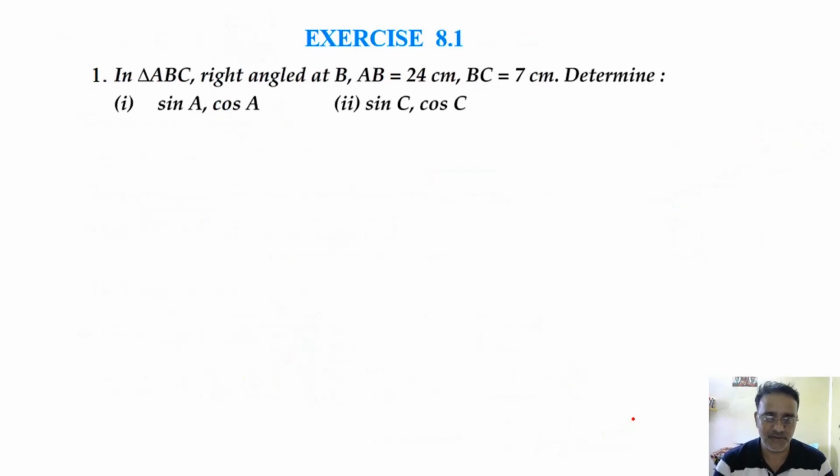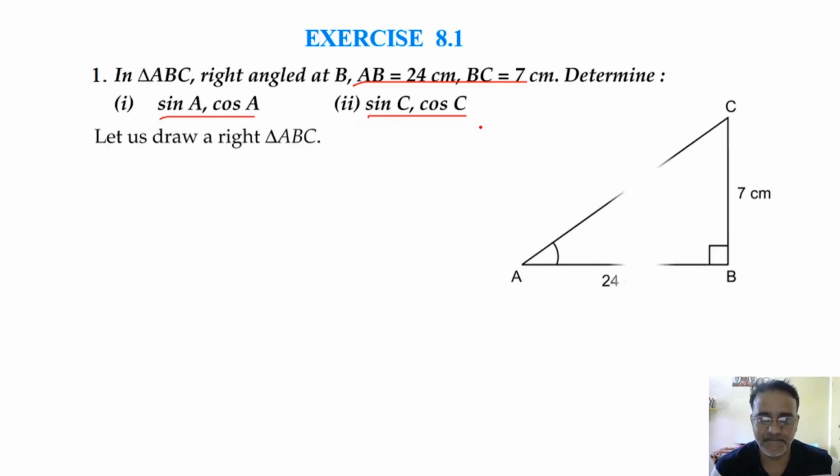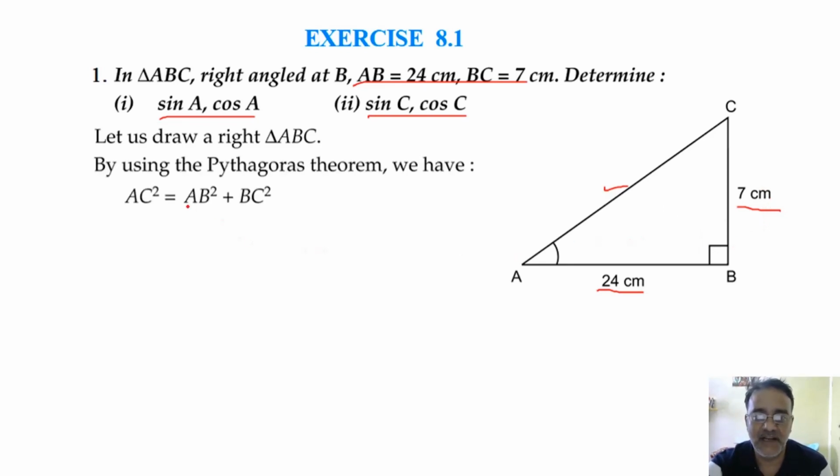Let us start with the first question. See, here in this question only two sides are given and some trigonometric ratios we have to find. So let us draw the diagram first with the right angle at B, and BC is given as 7 centimeter and AB is given as 24 centimeter. And in order to find sine and cos, we require the hypotenuse. So how will you find AC? By Pythagoras theorem. Very good. So AC square is equal to AB square plus BC square. And AB is 24 and BC is 7. So we'll substitute the values of AB and BC.